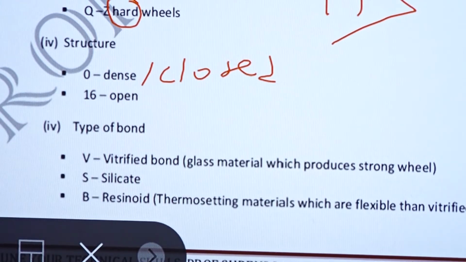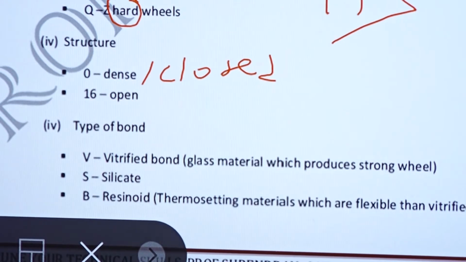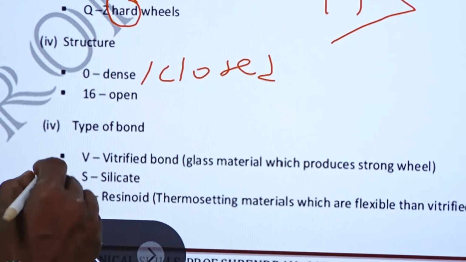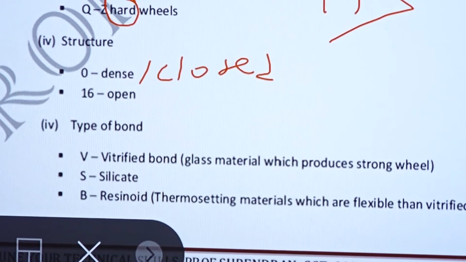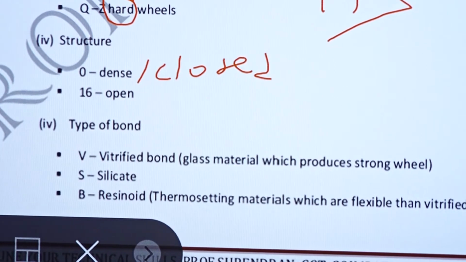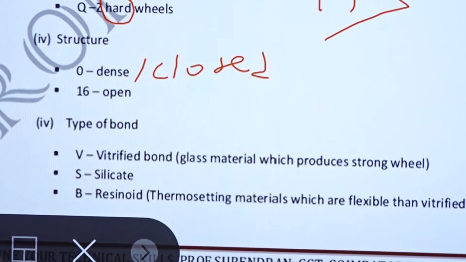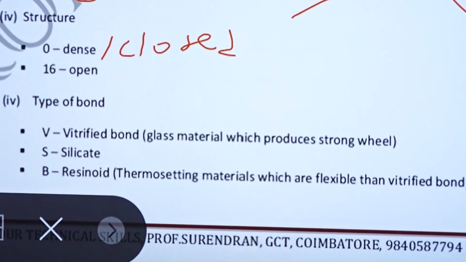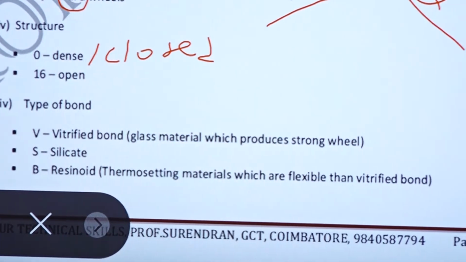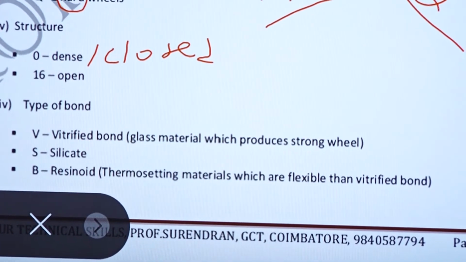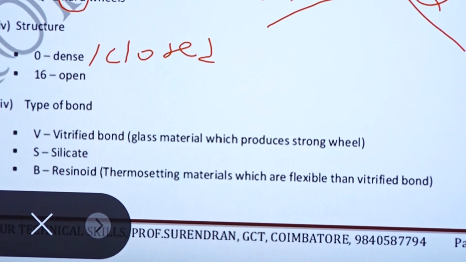Type of bond. We have different types of bond: vitrified bond, silicate bond, and resinoid bond. Vitrified bond is noted by V. It is a glass material which produces a strong wheel. The most used bond is vitrified bond. For silicate bond it is S, and resinoid bond is a bakelite bond, a thermosetting material.